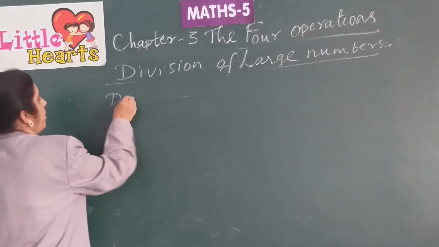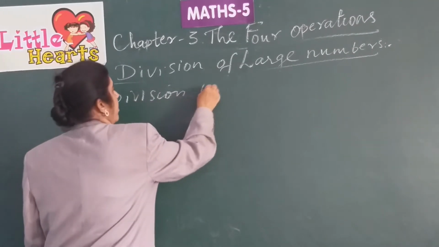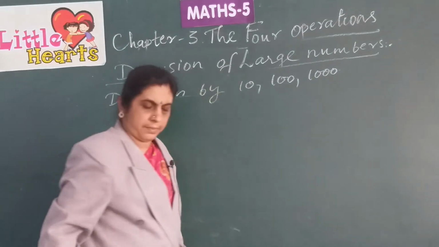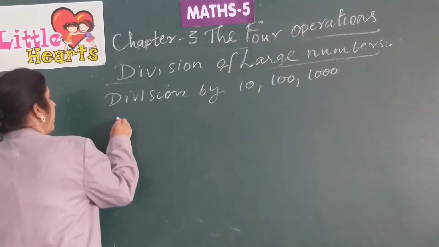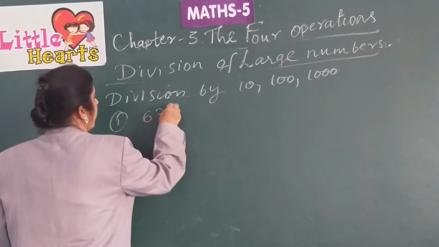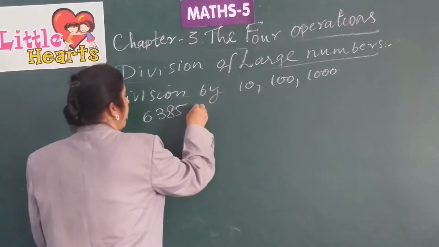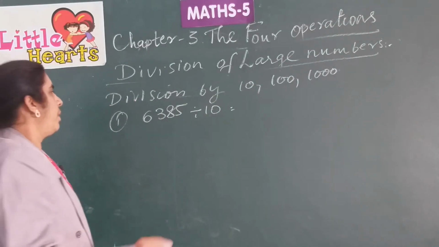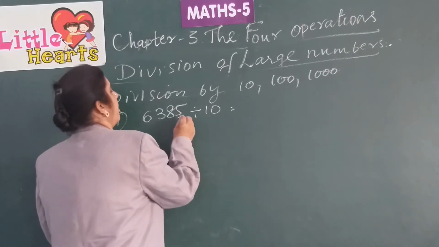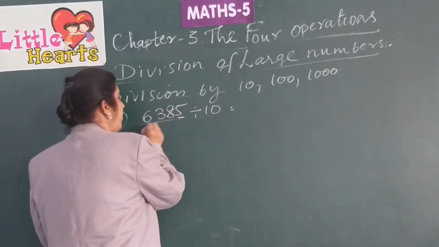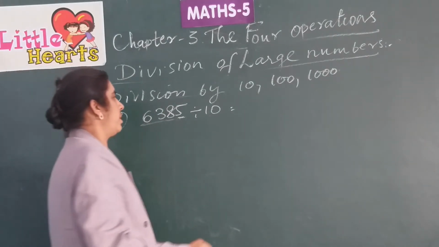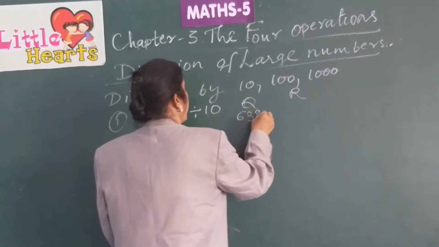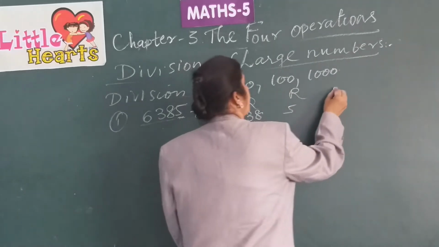Now let us go with division by 10, 100 and 1000. Take a number, 6,385 divided by 10. When a number is divided by 10, the units place digit will be the remainder and the remaining 3 digits will be the quotient. Quotient is equal to 638 and remainder is 5. I'll show you how.